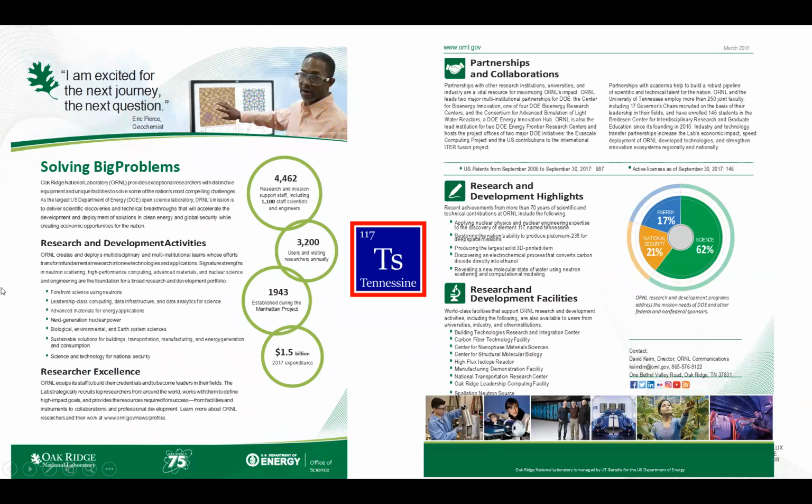This slide, again, is really busy. A couple of things I wanted to point out: there's about 4,500 scientists and engineers and support people that work at the lab. And the other thing I want to point out on the other side of the slide is that 62% of our work is in the energy sector. There's also the science sector, the energy sector, and national security. But the biggest portion of our work is in the sciences.